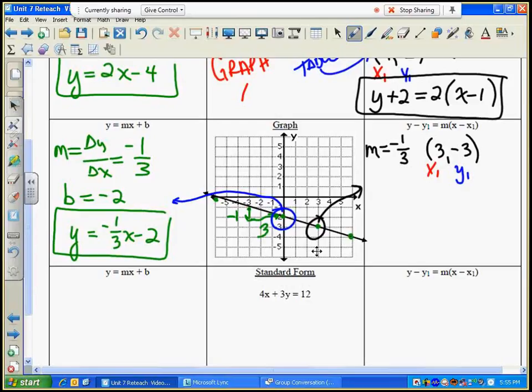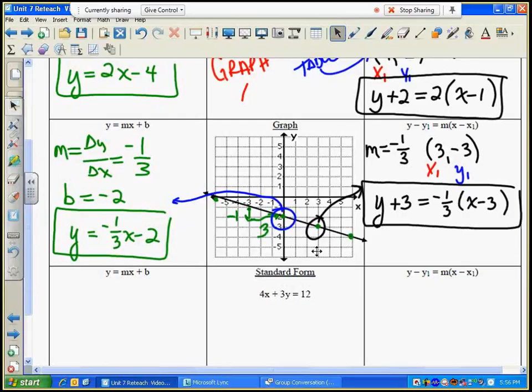Y1 is negative 3, so it's going to be y plus 3 in the formula. My slope is negative 1/3. And then I have a positive 3 for my x1 in the ordered pair, so it'll be an x minus 3 in the formula. There we go.